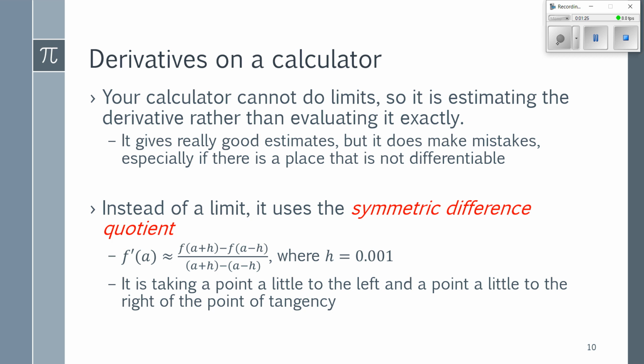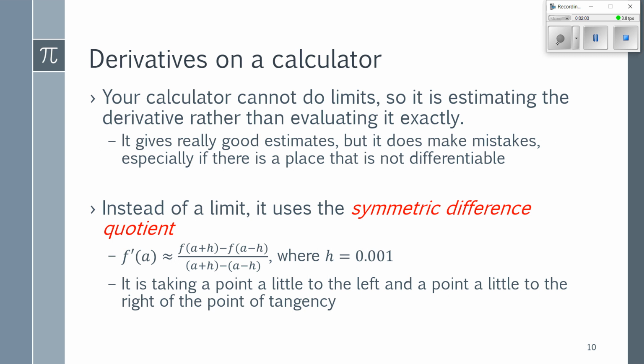What it does, instead of using the difference quotient, is use what's called the symmetric difference quotient, which is still finding the slope between 2 points, but it can't move them. Instead, it makes them a fixed distance. 1 point is 0.001 units to the right of the point of tangency. The other is 0.001 units to the left of the point of tangency. And it says, let's find the slope between those 2 points. And this is actually where the problem comes in. It ignores the point of tangency.